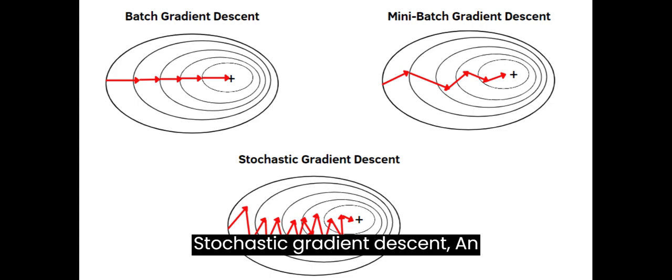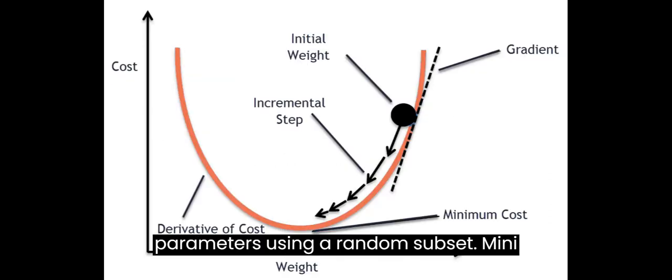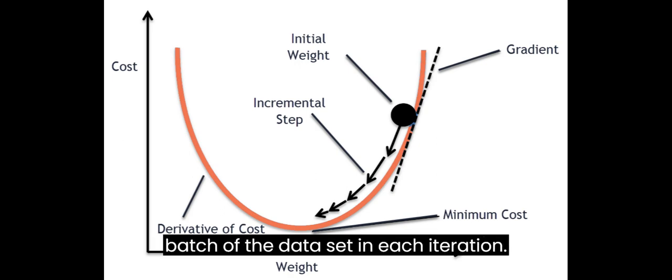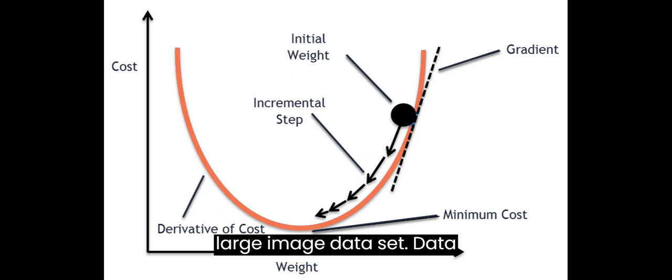Stochastic gradient descent, an optimization algorithm that updates model parameters using a random subset, mini-batch, of the dataset in each iteration. Example: training a deep neural network using stochastic gradient descent on a large image dataset.